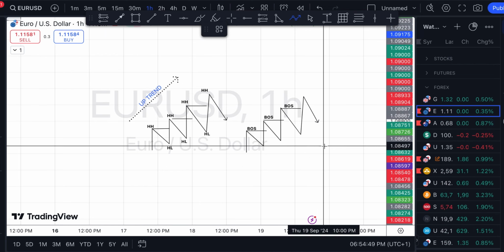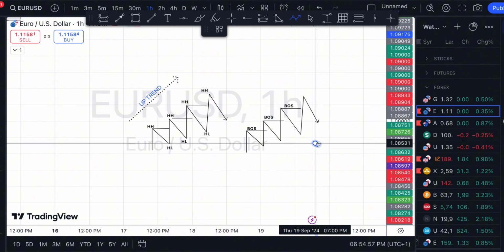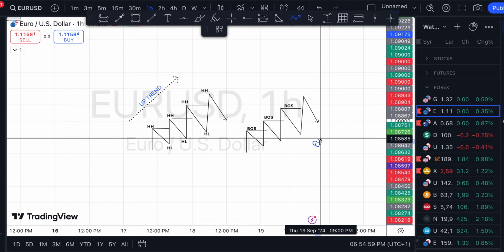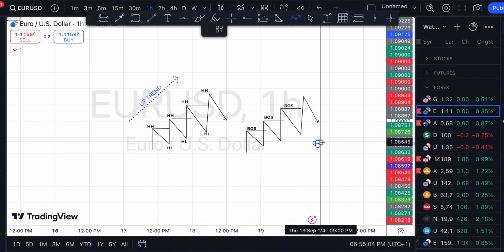So if you are in an uptrend, you are only meant to be looking for opportunities to go long, to go up. So you always want to be buying in an uptrend and selling in a downtrend. So you don't go against the trend.